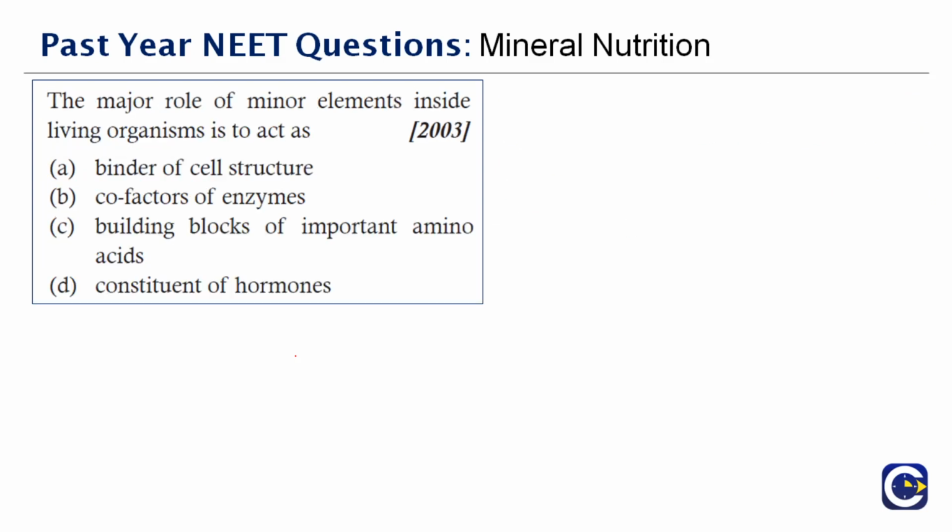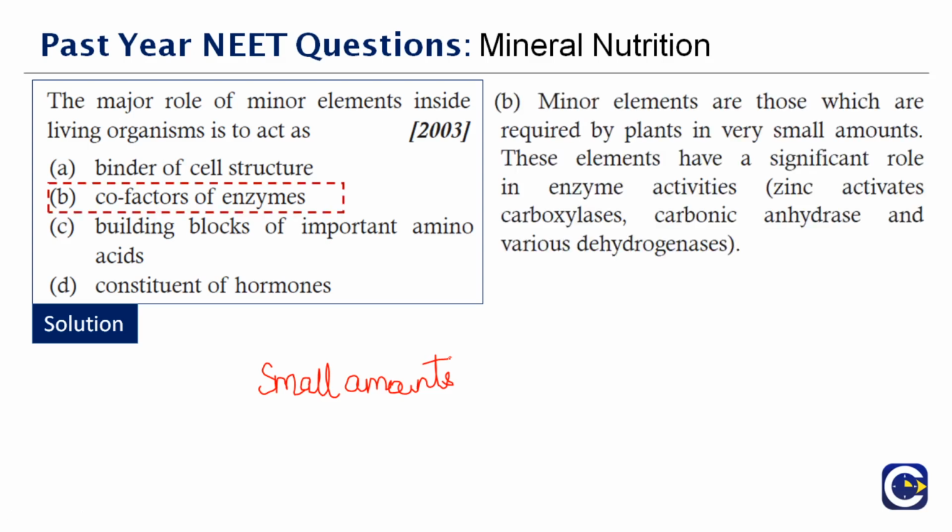Next question here. The major role of minor elements inside the living organism is to act as dash. Minor elements are those required by plants in very small amounts. That is why they are called minor. These elements have a significant role in enzyme activities, like zinc, which activates carboxylase, carbonic anhydrase and various dehydrogenases. Now you should know what it is. It acts as a cofactor of enzymes. Therefore the right answer to this question is option B.